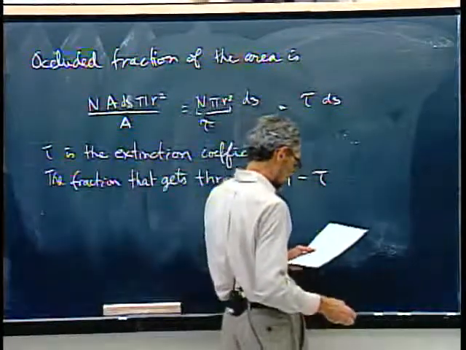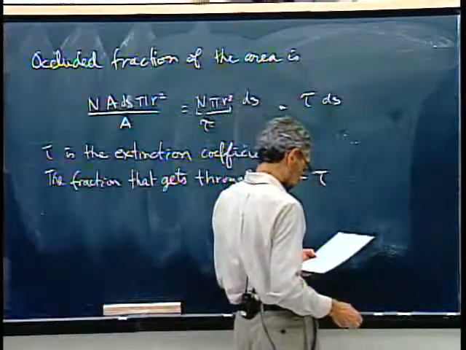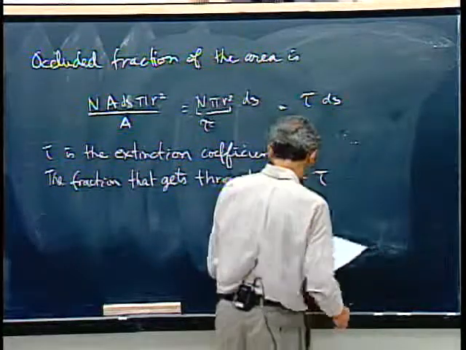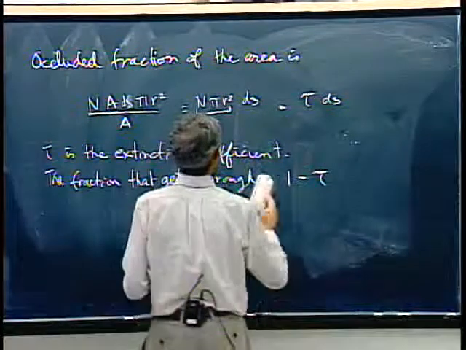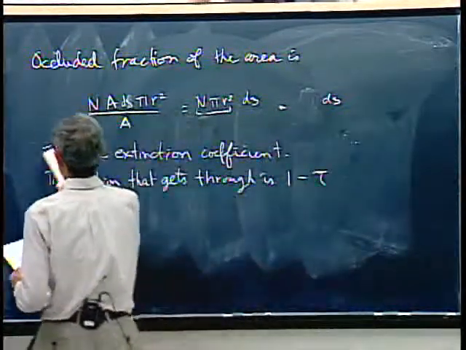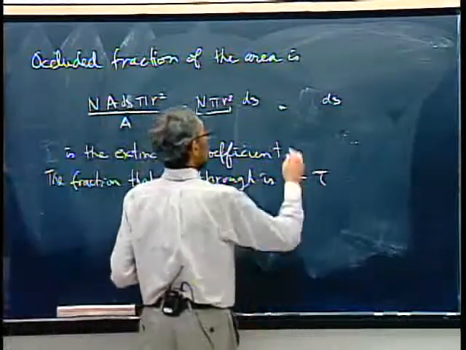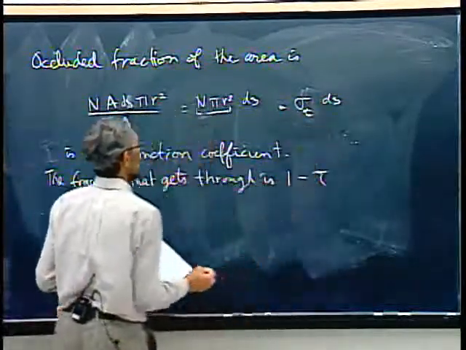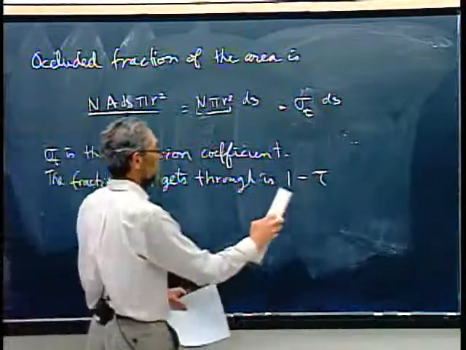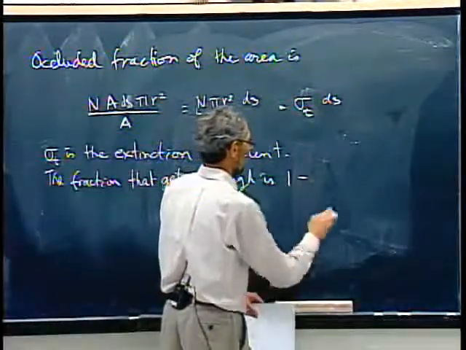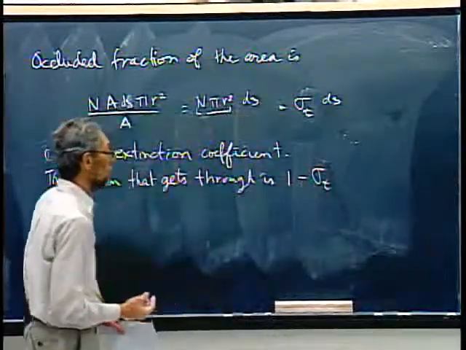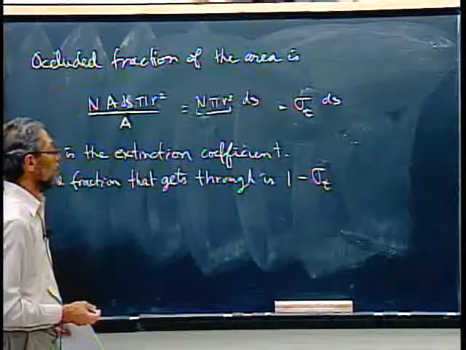Okay, and let's see. No, let me call it something else. I don't want to call it tau, because tau I want to call for transparency. So the proper definition is sigma t. I was looking ahead in my notes. Or I was thinking ahead and without looking in my notes. That's the problem. This sigma is for the extinction coefficient.